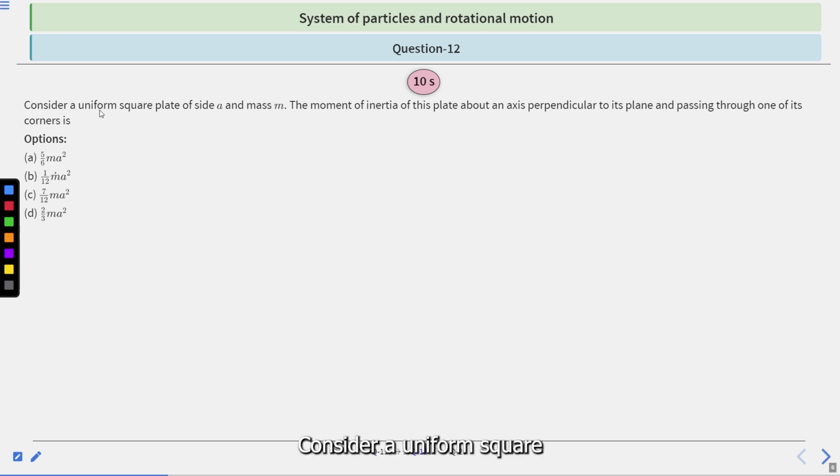Question 12. Consider a uniform square plate of side a and mass m. The moment of inertia of this plate about an axis perpendicular to its plane and passing through one of its corners is what? Option A, 5 by 6 ma square; option B, 1 by 12 ma square; option C, 7 by 12 ma square; and option D, 2 by 3 ma square. So which option is correct? You have 10 seconds to solve this question. After 10 seconds we will provide the solution. Clear?